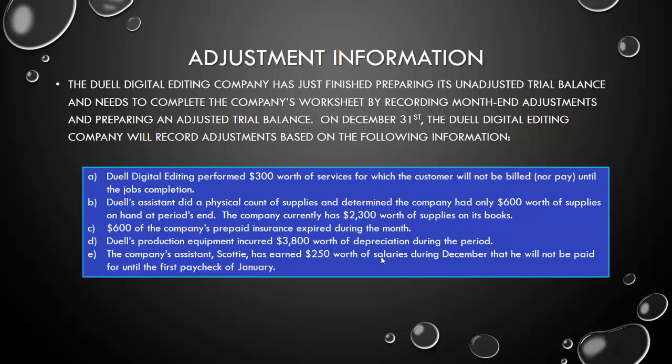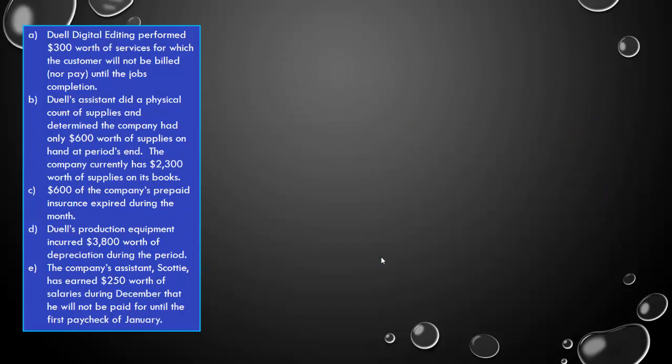We had the expiration of some prepaid insurance, which was $600 worth. We also had depreciation on our production equipment, $3,800 worth. And then lastly, we have one assistant. His name is Scotty, and he has earned $250 worth of salaries for days that he worked in December that he won't get paid for until the first paycheck of January. But since he worked during December, his expense for salary has to go on our books in December. So we're going to have to make an adjustment for that. So let's go one by one and make our adjusting entries.